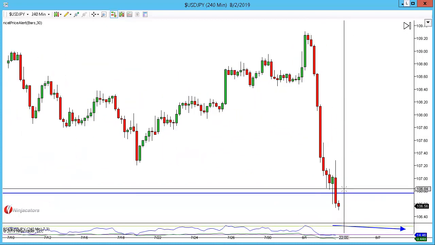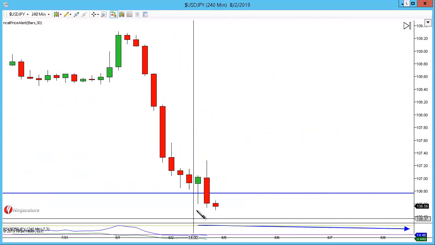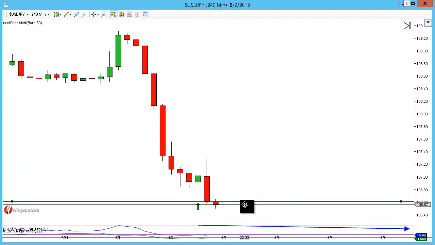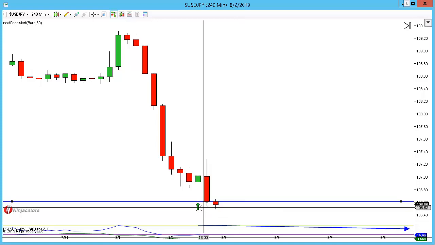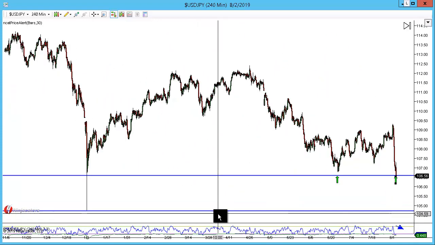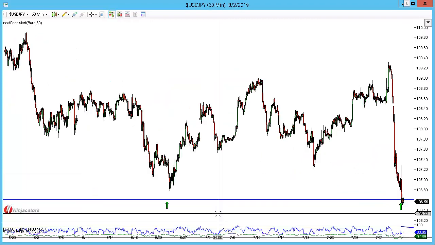In fact, on the 240, I've just noticed a little bit of caution here. See this big wick? It does mean that technically we do not have a confirmed break below, close below, because of that wick. So something to be a little bit cautious of there. Let's go and take a look at the 60.